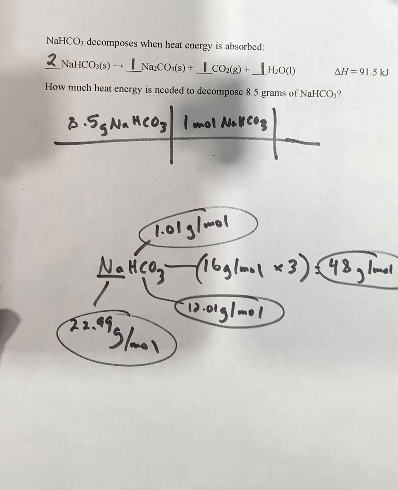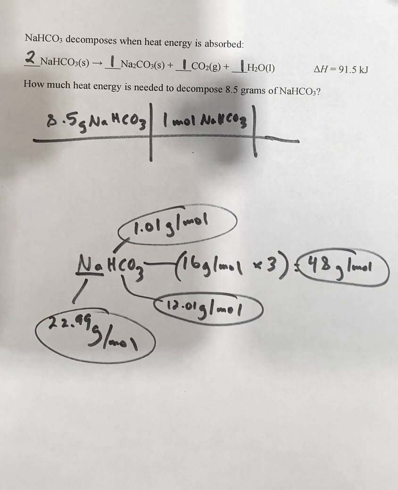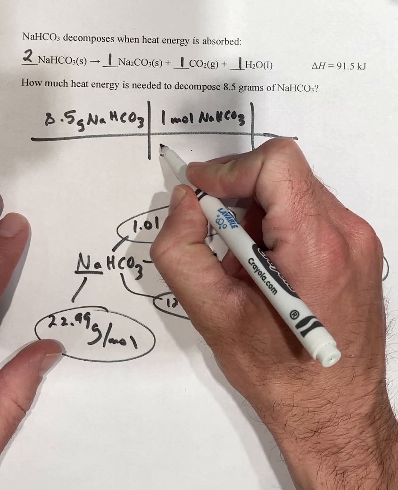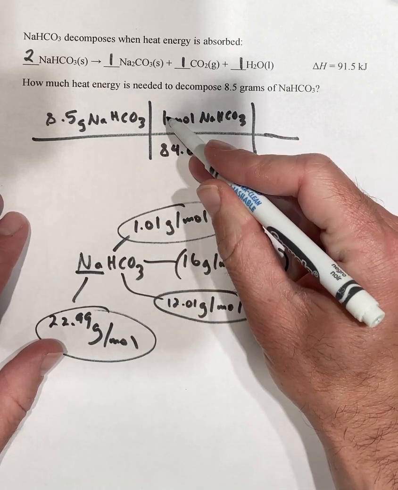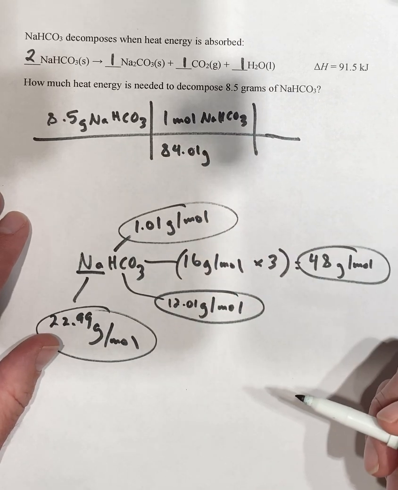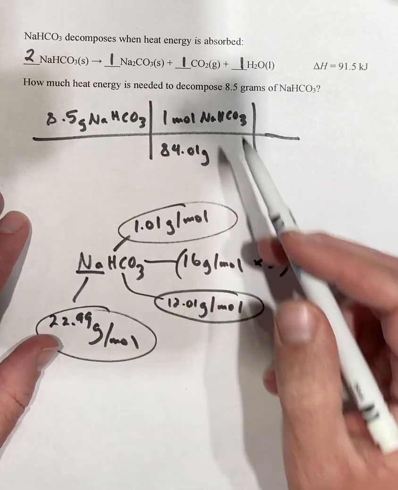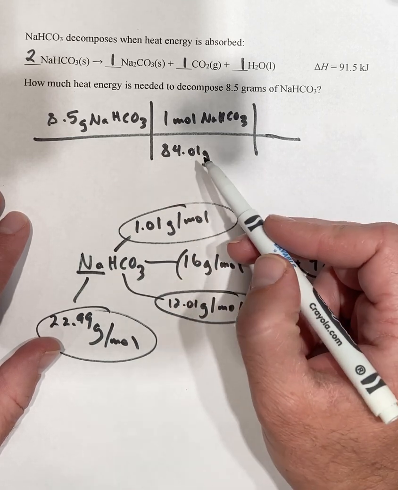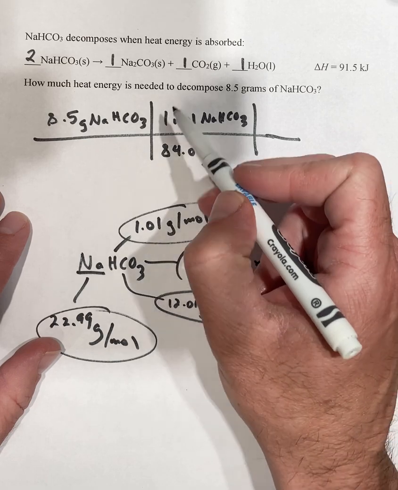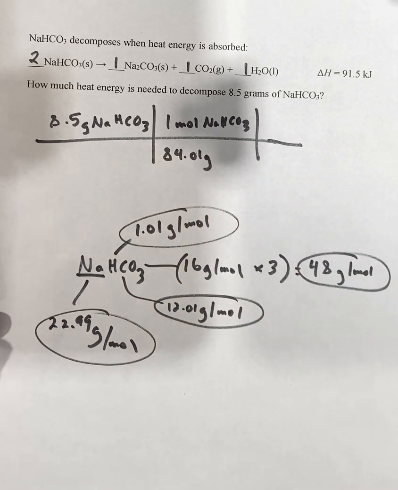So what I have to do is calculate the total of all of that. So 22.99 plus 1.01 plus 12.01 plus 48. So 84.01 grams per 1 mole of sodium bicarbonate. So that's how we convert from grams to moles, that molar mass. All of those added together, 84.01 grams, is the mass, or grams, per 1 mole of sodium bicarbonate.